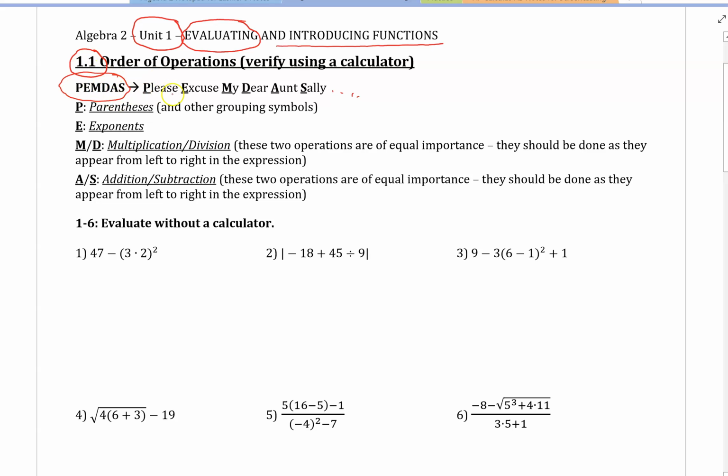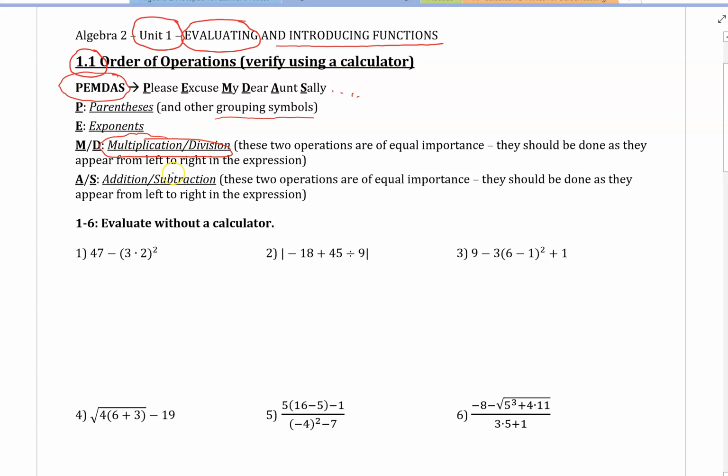So of course the acronym is PEMDAS, and the way to remember it is the phrase Please Excuse My Dear Aunt Sally. Here's what it stands for. P is for parentheses or any other grouping symbols. The E is for exponents, so that would come next. M and D stand for multiplication and division, but not necessarily like multiplication has to come before division. It just means that this operation, multiplying and or dividing, has to occur before you add or subtract.